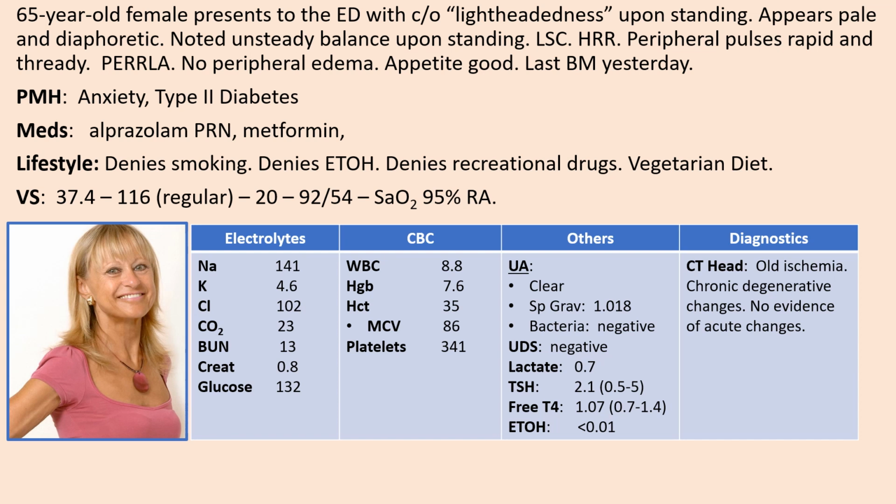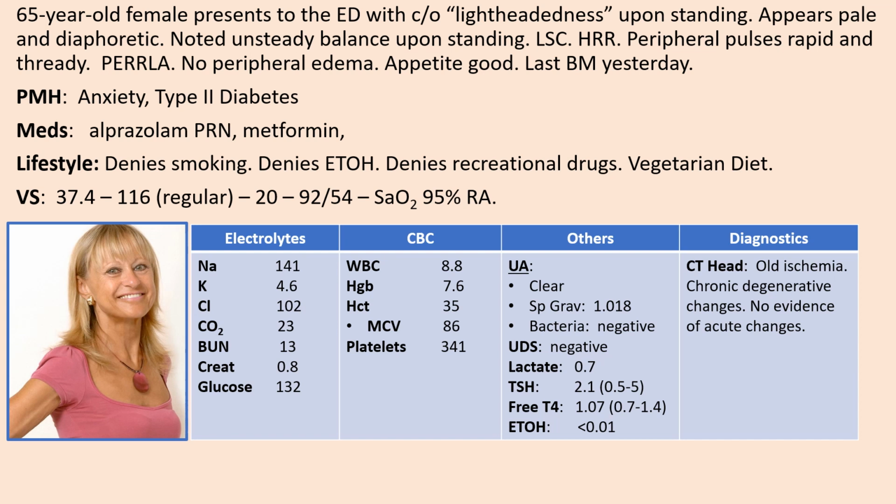They did a CT of her head because some of the symptoms she showed up with could be symptoms of a stroke, so let's rule that out. They did a CT of the head. It did show some old ischemia in her brain, so maybe she had a previous stroke. Maybe she was even unaware of that. And some chronic degenerative changes. She is a 65-year-old, but there's no evidence of any acute changes, so she has not had a stroke today.